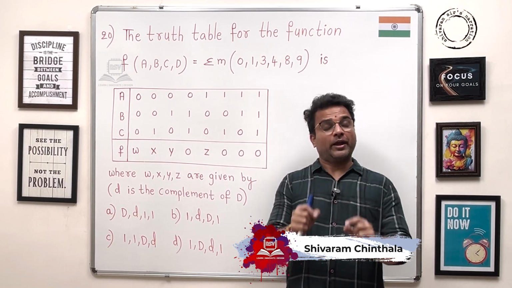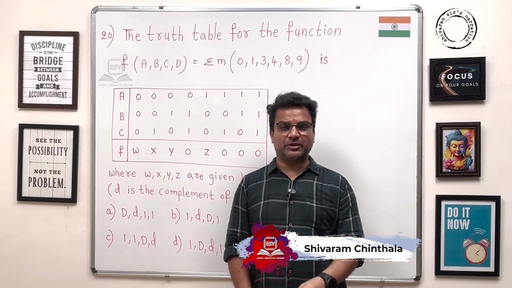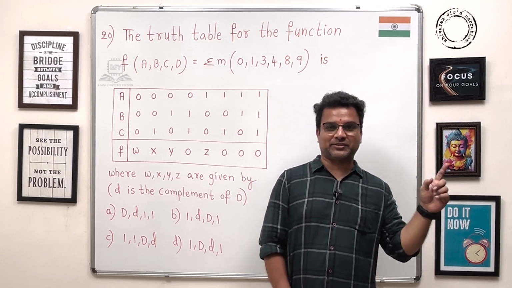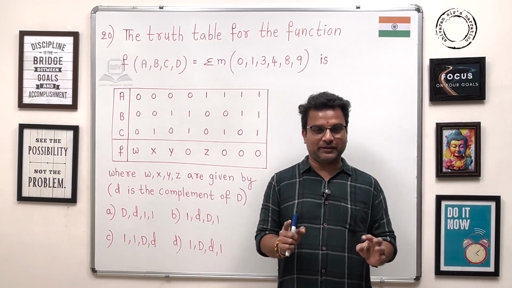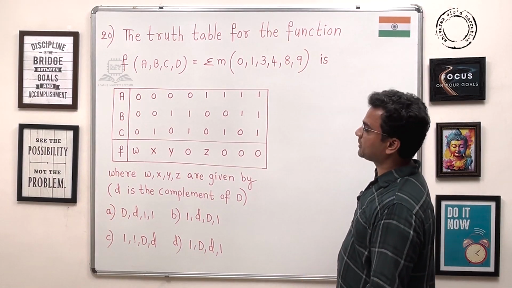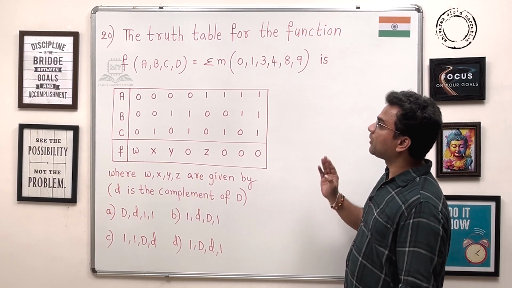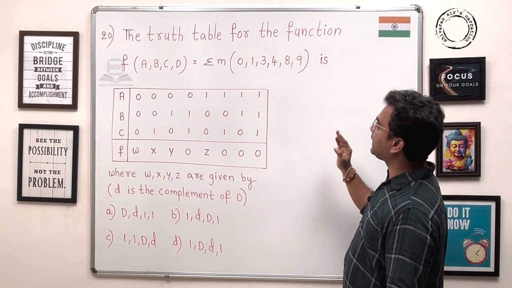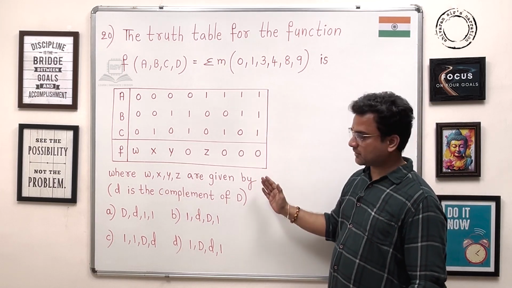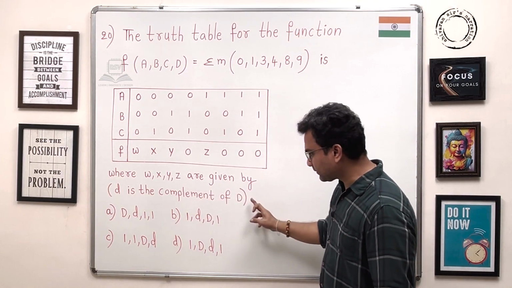In this video, again we are concentrating on logic optimization, but this question is the best of all the questions, in my opinion. Question number 20. The truth table for the function f of a, b, c, d is equal to sigma m of 0, 1, 3, 4, 8, 9 is given, where w, x, y, z are given by d is a complement of the D.